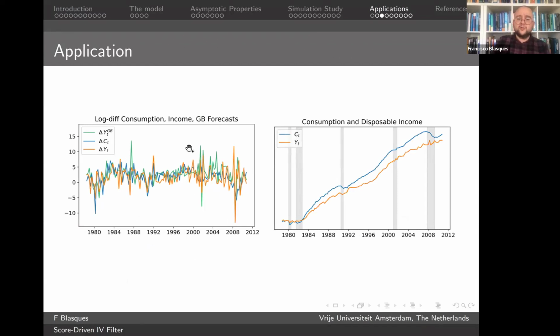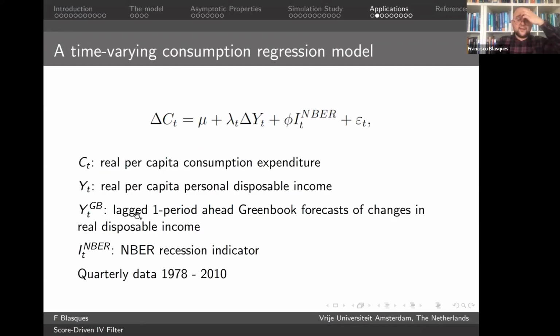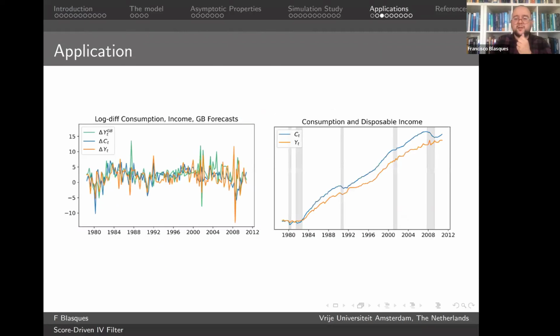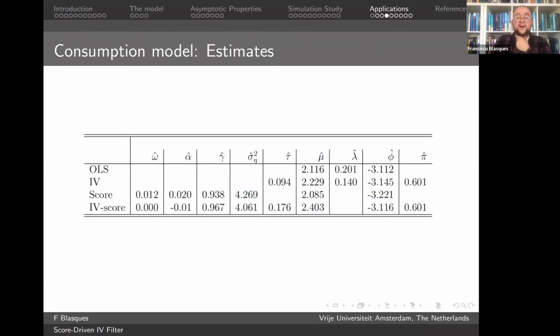The instrument we use, I think I've mentioned here, are the 1 period ahead Green Book forecasts of changes in real disposable income. And by being 1 period ahead forecasts, they kind of qualify as an instrument. There's a lot of discussion about the quality of such instruments, but okay, we use this here as an instrument, and we estimate our filter.